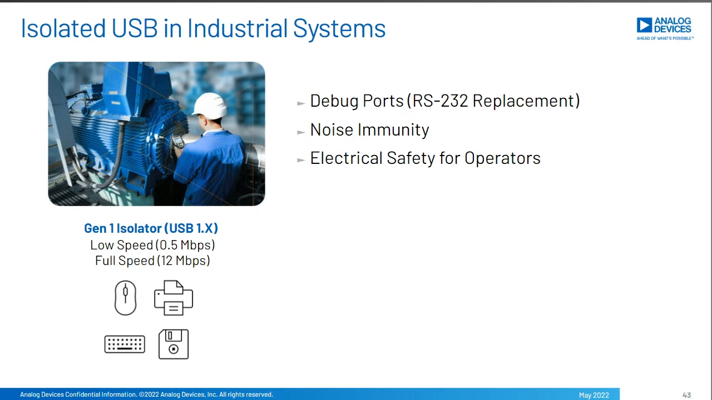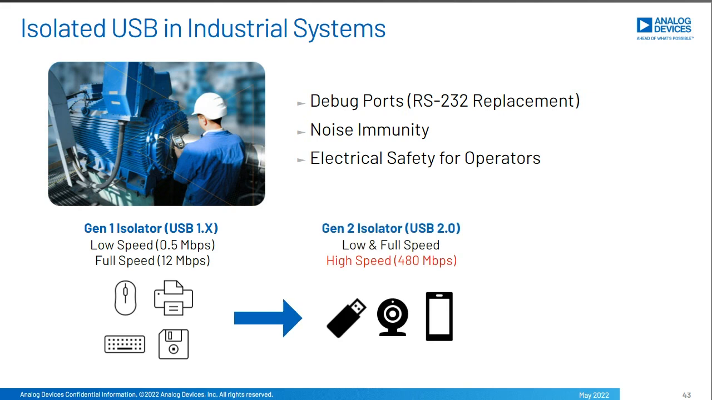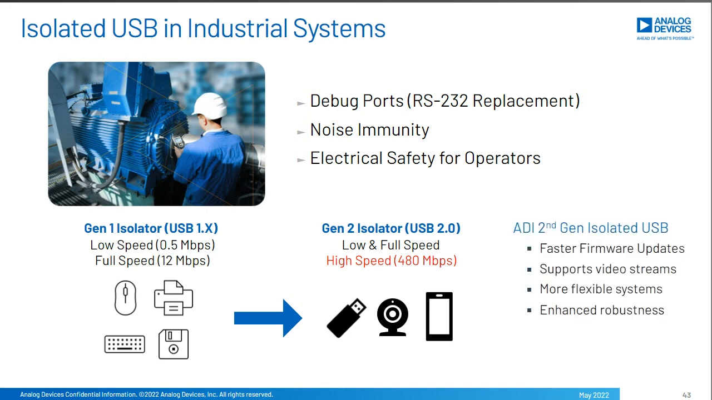And so we're delighted to announce our second generation USB isolator has released this month. And so keeping the backward compatible support for low and full speed, we now support high speed 480 megabits USB 2.0. The key benefits of this are faster firmware updates. We can now open up new use cases for the case where, say, machine vision and you want to isolate a USB video stream. And as we'll see, the benefits that come with this product also bring more flexible options and enhance robustness to your systems.